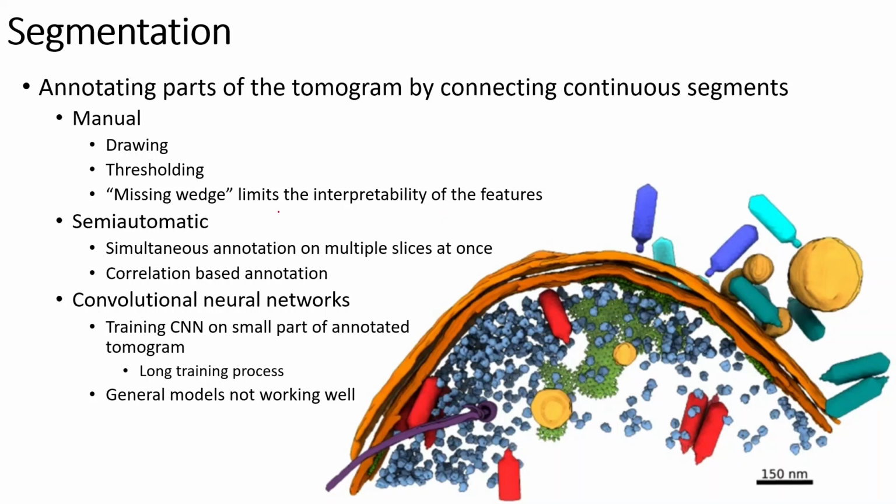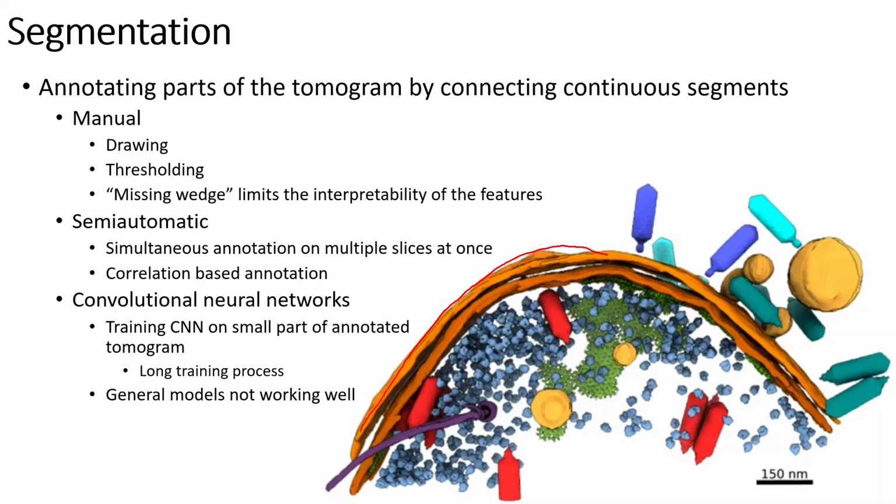We can also use semi-automatic approaches where we can, by correlation, annotate multiple parts of the tomogram simultaneously, or we can annotate multiple slices of the tomogram simultaneously. So, for example, you are annotating a membrane of the cell, the cell wall of the cell, and you have to do it for every single tomogram section, which can be, for example, 1,000. But with a semi-automatic method, you are annotating it on the first one, and it's automatically annotated on the following 10 slices as well.